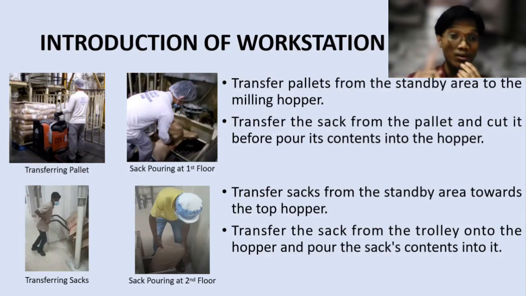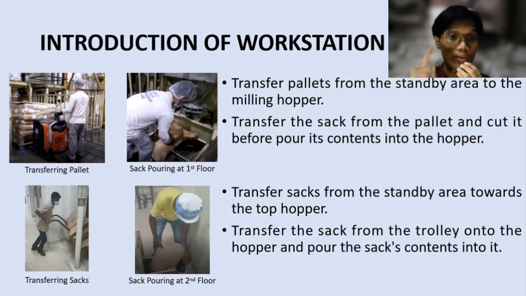At first floor, the worker will transfer the pallet from standby area to the milling hopper by using a motorized pallet truck. After that, they will cut the pallet wrap and transfer the sack from the pallet into the hopper by first cutting the sack and pour its content into it.